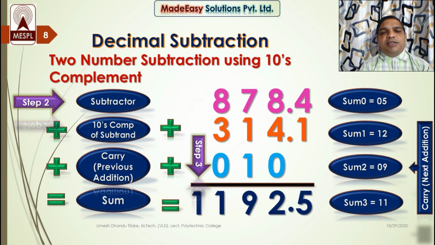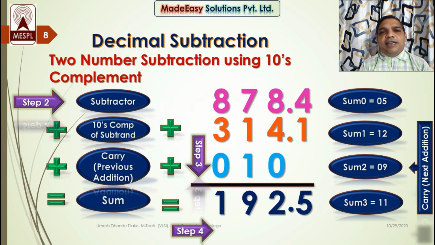Now what our step 3 says, obtain the addition that we have already obtained, and check the carry. Here my carry is 1. So step 4 says that if carry is generated, it indicates that result is positive and pure form, and we have to leave the carry. No need to add carry over here. So leave the carry. Now if you see, we got the same result 192.5.